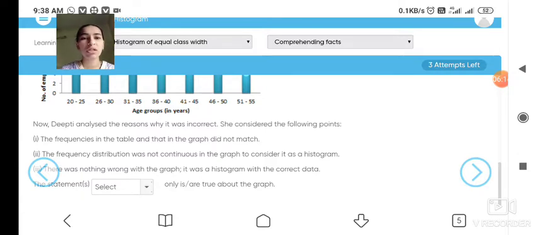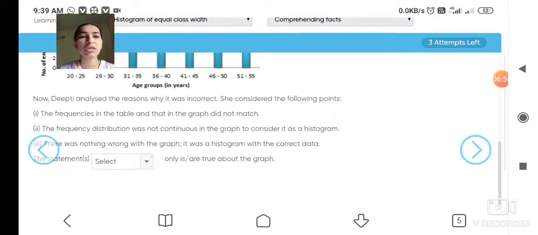Now the third is that there was nothing wrong with the graph; it was a histogram with the correct data. Now the statements are true only for the graph. Which statement is true about the graph? Either the first statement is true, or the second, or the third, or two of them are correct and the third is wrong, or the first and third are correct and the second is wrong. Which one is wrong? The second is correct, because the frequency distribution was not continuous in the graph to consider it as a histogram.